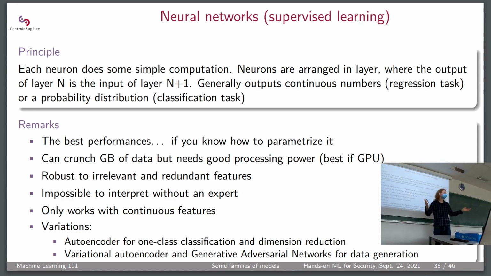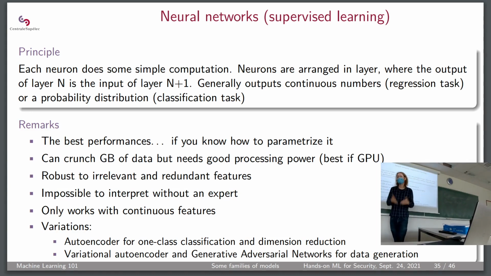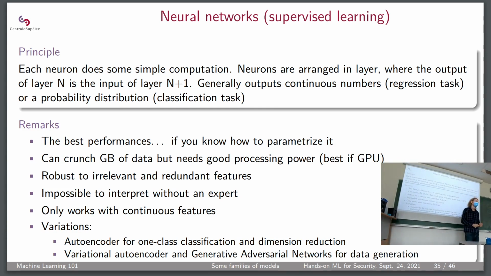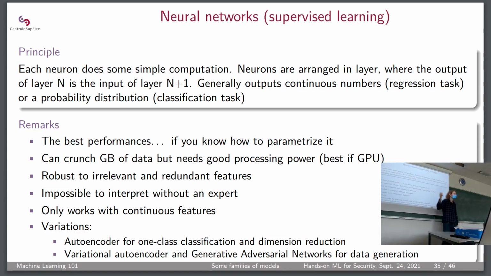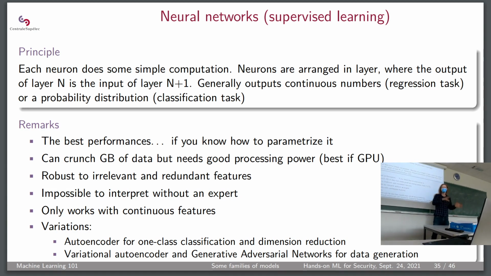Generally, it works the best if you have the time and the expertise to tune it. That's the real difficulty. It can crunch gigabytes of data, if you have enough processing power and enough data, of course. It is robust to irrelevant and redundant features, so feature selection is not very important here. But it's very hard to interpret why I got this prediction. There are some techniques, but really not easy to use. It only works with continuous features, so you need to transform your discrete features into continuous ones. And there are a lot of variations. I will talk about just two of them.